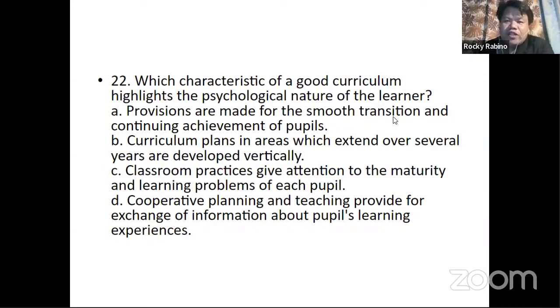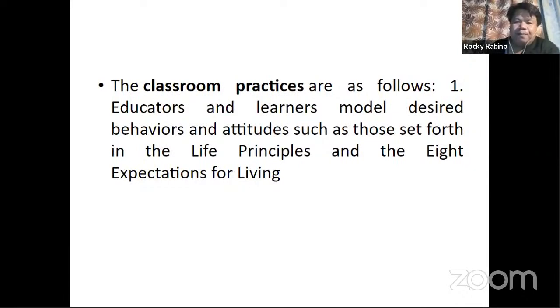A, provisions are made for smooth transition and continued achievement of pupils. B, curriculum plans in areas which extend over several years are developed vertically. C, classroom practices give attention to the maturity and learning problems of each pupil. D, cooperative planning and teaching provides for exchange of information about pupils' learning experiences. So the correct answer here is letter C. It gives attention to the maturity and learning problems of the learner. So letter C.